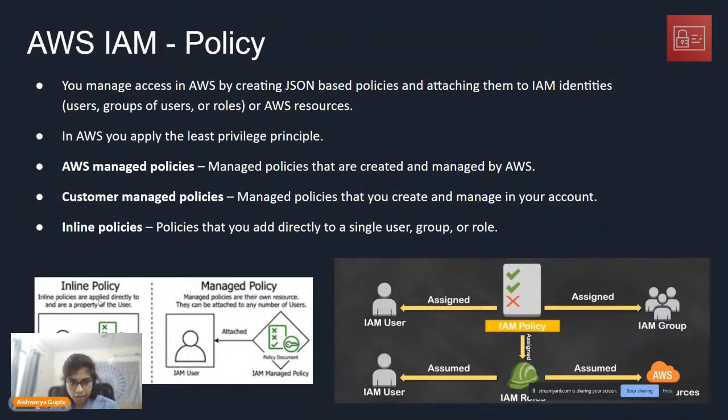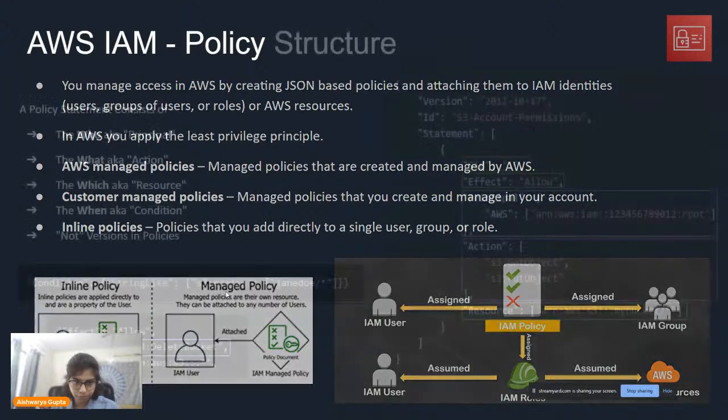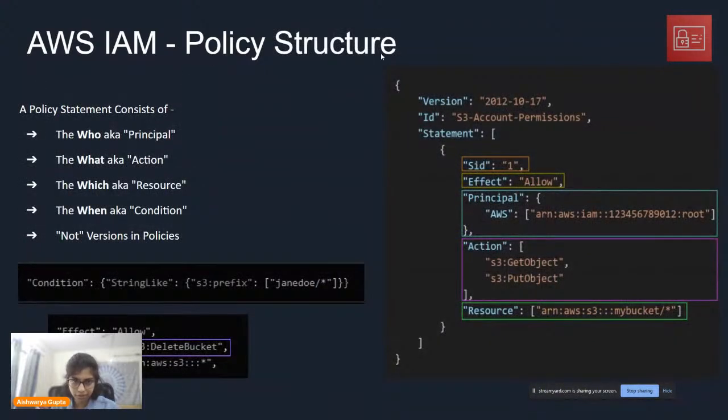So yeah, as I said, the difference between inline policy and managed policy is managed policies are their own resource. That is, they can be reused or attached to any number of users, groups, or roles. Whereas inline policies are directly attached to a user or a role, and they are not valid outside of that user or role. Moving to the policy structure, right?